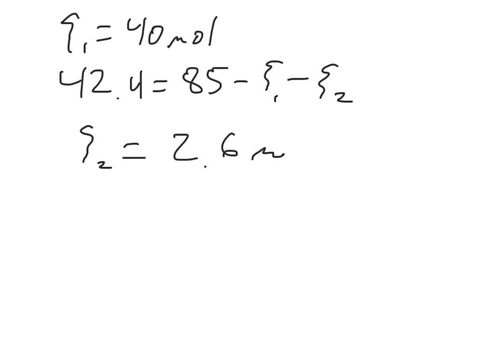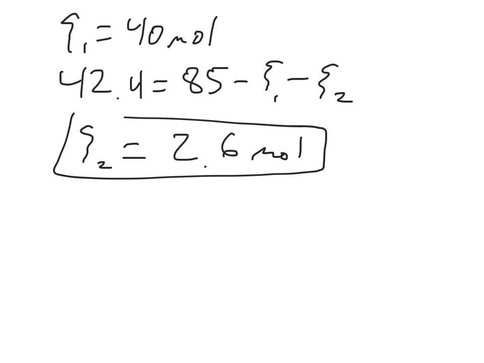2.6 moles. Let me put a little box around these two. So those are the key pieces of data we need to go about solving this problem. And now we know extent 1 and now we know extent 2. We can plug them into the equations that we started out with to find out what N1, N2, N3, N4, and N5 are.